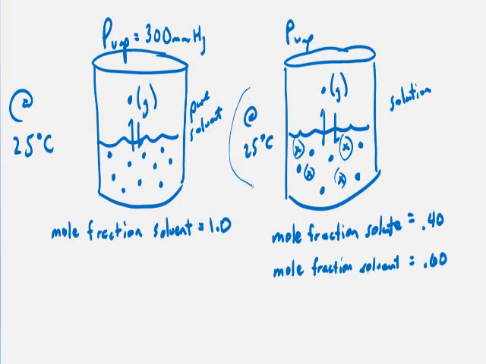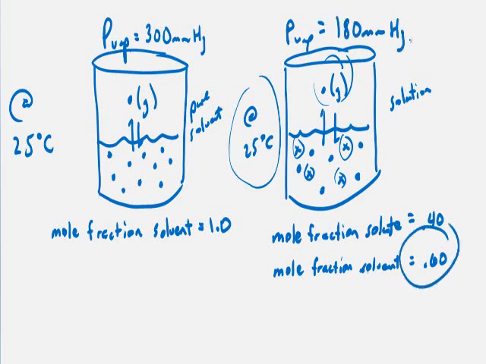Now, because we're at the same temperature, with fewer particles in our solution, or a smaller fraction that's solvent, fewer particles become gaseous at the same temperature. So our vapor pressure in the solution is going to be lower than what it is for pure solvent. In fact, the vapor pressure will be 6/10 of what it is for pure solvent. And 6/10 of 300 millimeters mercury would give us a vapor pressure for our solution of 180 millimeters mercury at the same temperature as what we have for our pure solvent.